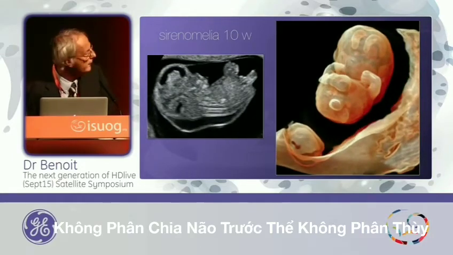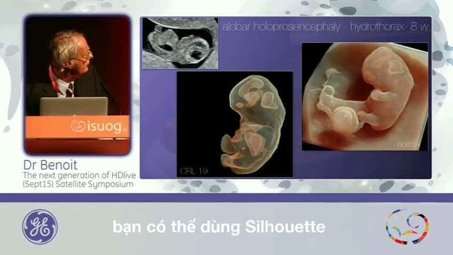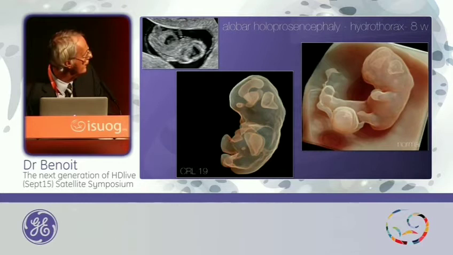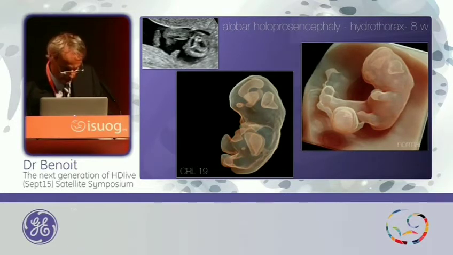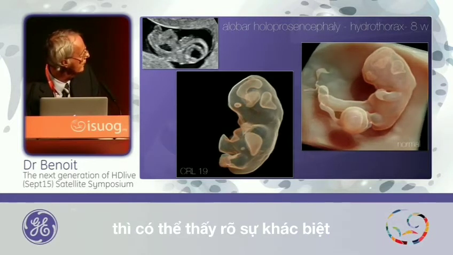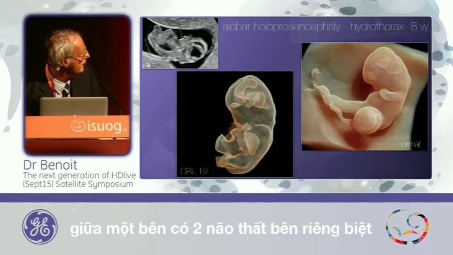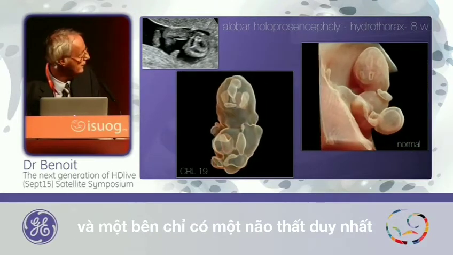Alobar holoprosencephaly at 8 weeks of pregnancy. How you can use this mode? This is a normal one, and this is this case. This is a single frontal ventricle compared to this one. And when you move, you can clearly see the difference between the two normal lateral ventricles here and this one with a single lateral ventricle.